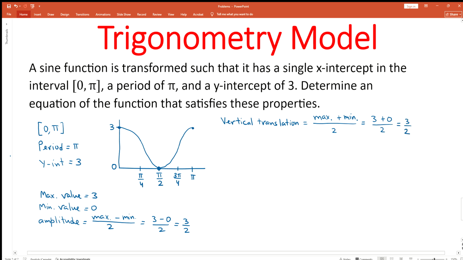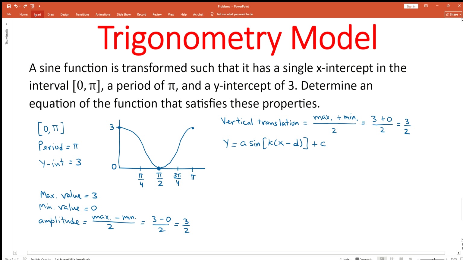Now we can write the equation using the sine function. The general equation of a transformed sine function model is y equals a sine k times x minus d, plus c. Different teachers use different letters for transformation constants. I am using a, k, d and c. The resulting transformations are the same. Now we can write the values of a, k, d and c.